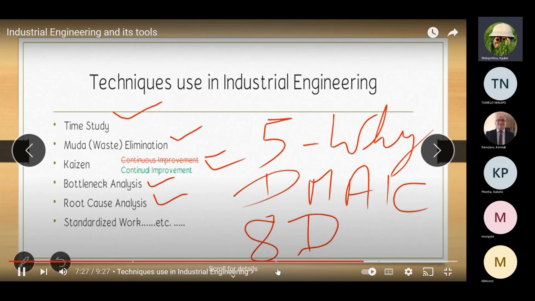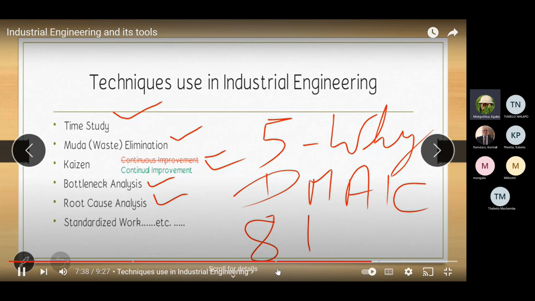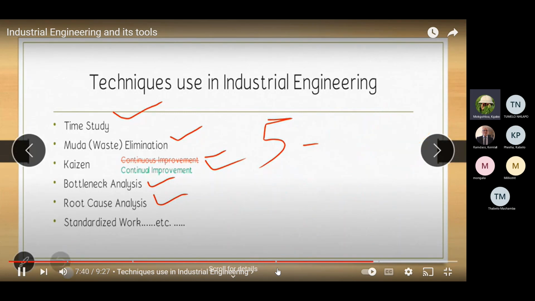Okay, so these we will discuss. These are also tools of lean manufacturing. Like root cause analysis is a tool of lean manufacturing. So we will discuss it in our next training. Then we will talk about standardized work. Okay.